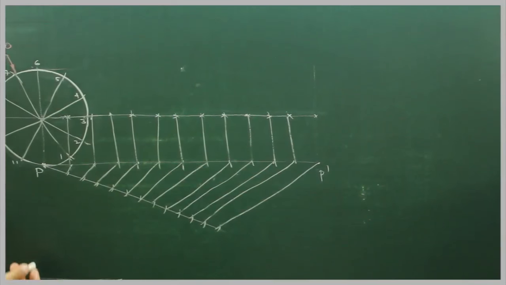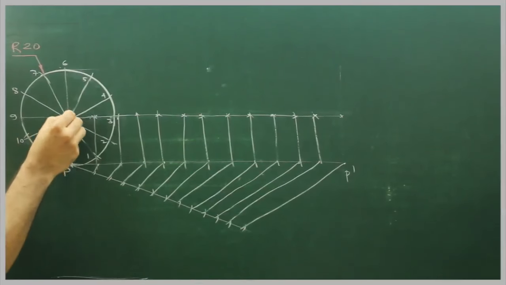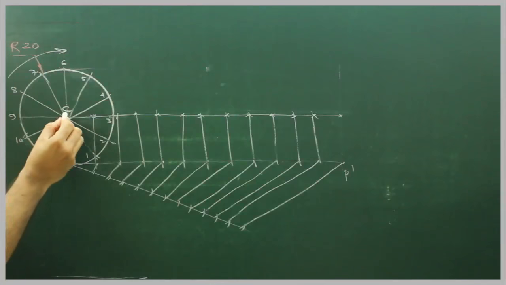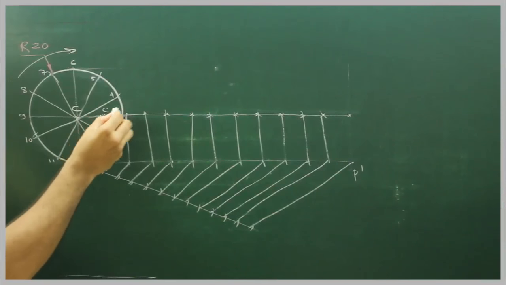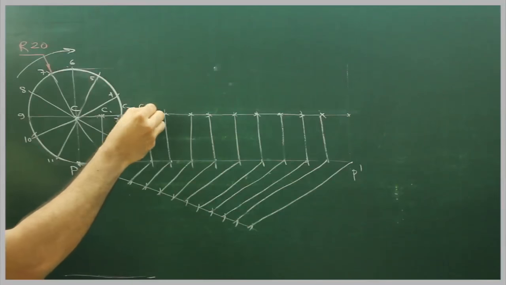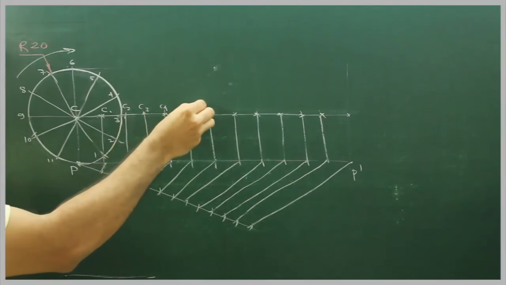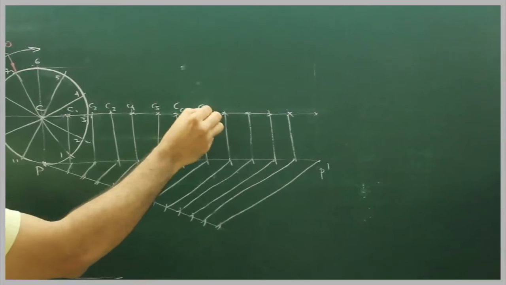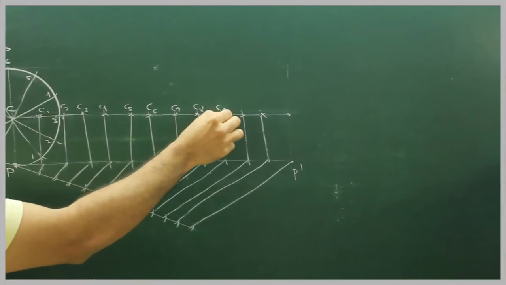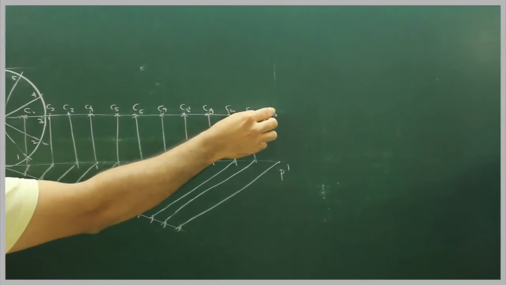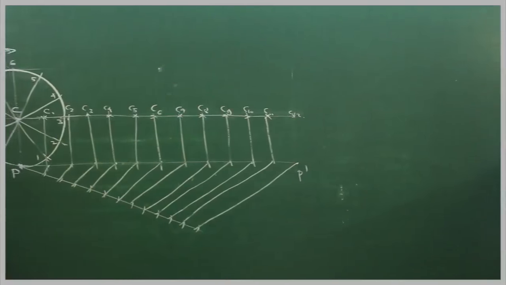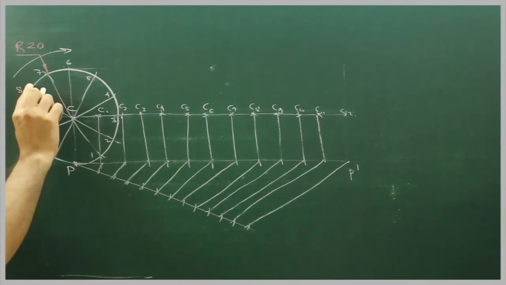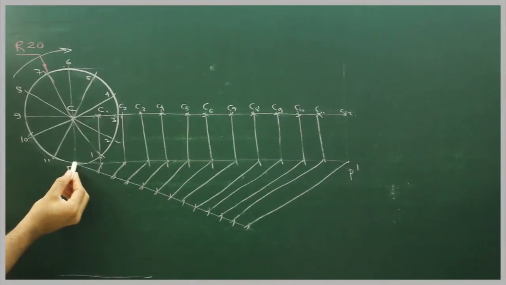So what we are assuming is that this point C, when this circle rolls, see this, point C comes here, C1, when it comes here, C2, C3, C4, C5, C6, C7, 8, 9, 10, 11, and 12. So then what happens to point P? When this circle rolls, what happens to point P?